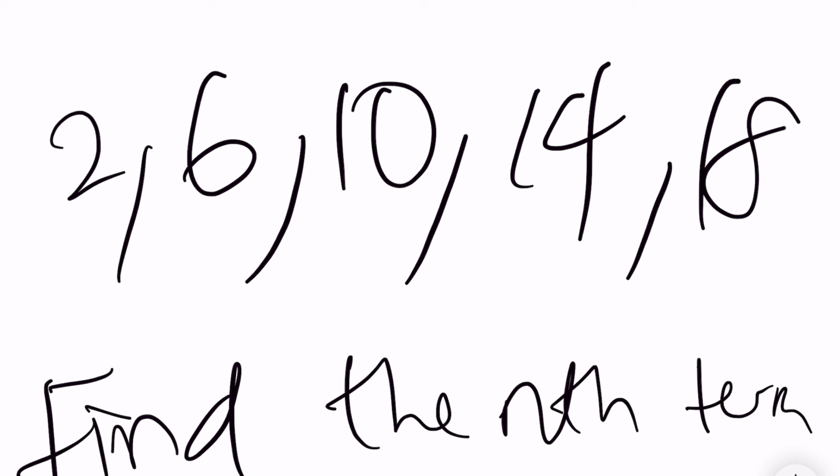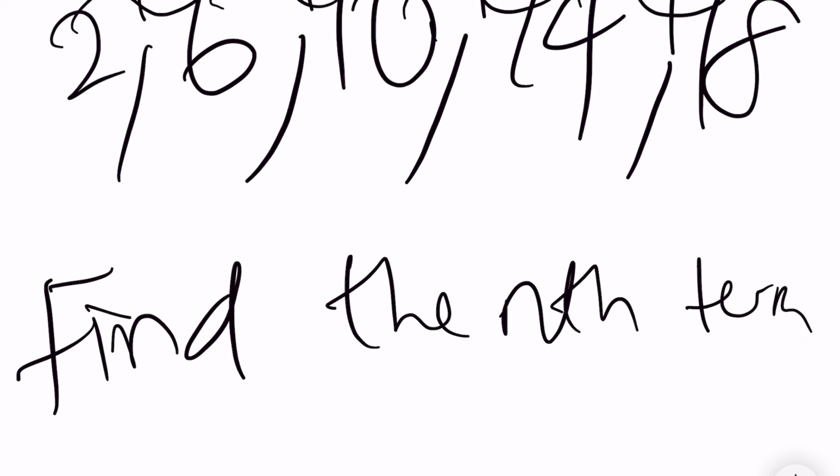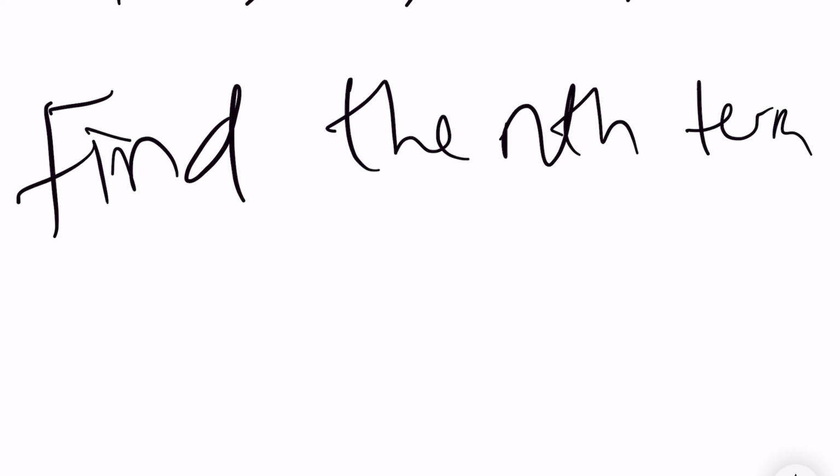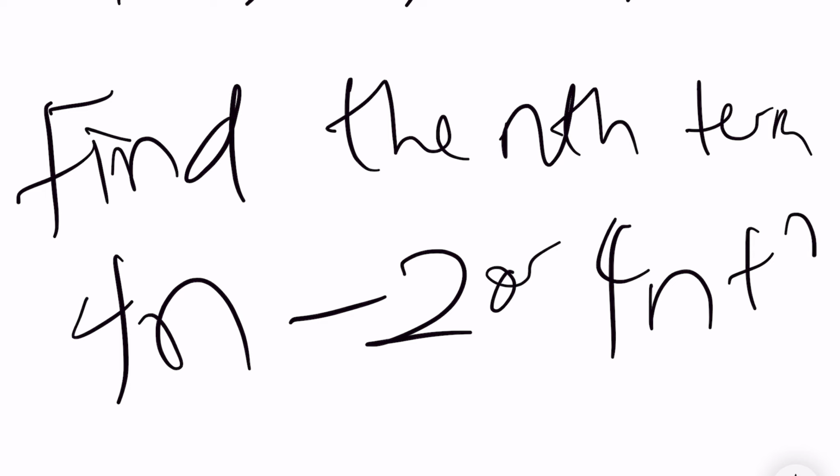Now, if we look at this very well, what is the difference between the two? This is 4, this is 4, this is 4, and this is 4. So basically, it can either be 4n minus 2 or 4n plus 2. So that is what we are going to try. Now, we are going to try it till the fifth level just to check if you are correct.